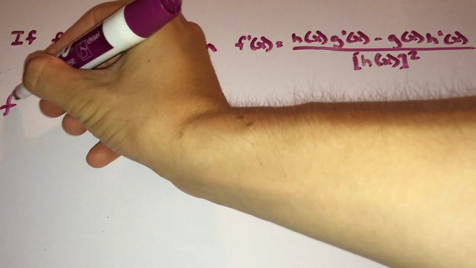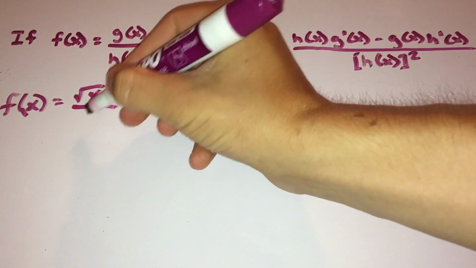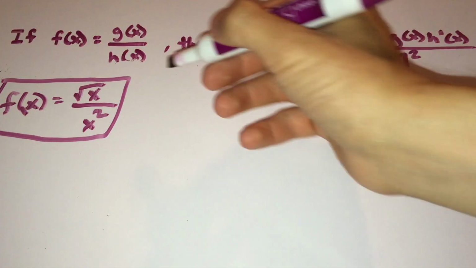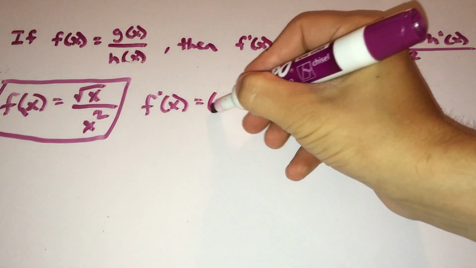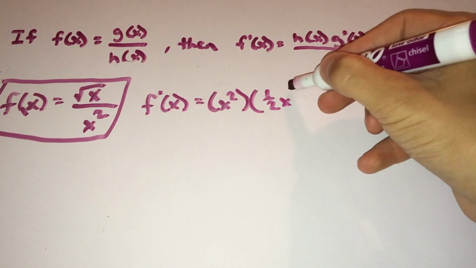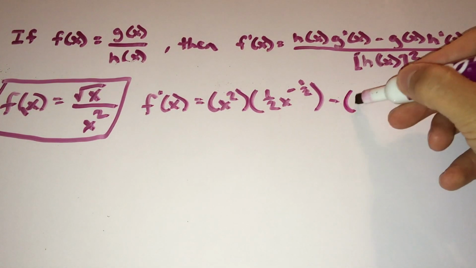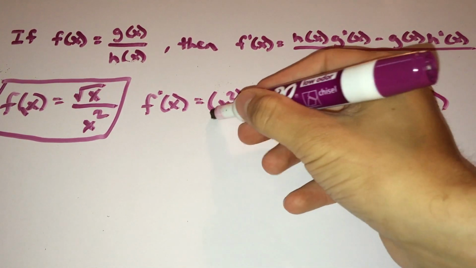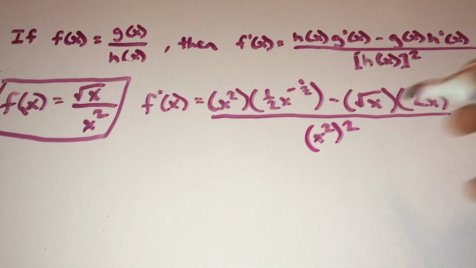Here's my next example. F of x equals the square root of x divided by x squared. So our derivative will equal x squared times the derivative of the numerator, which is 1/2 x to the negative 1/2 power, minus the square root of x times the derivative of the denominator, which is 2x, and then the denominator squared, so x squared squared.